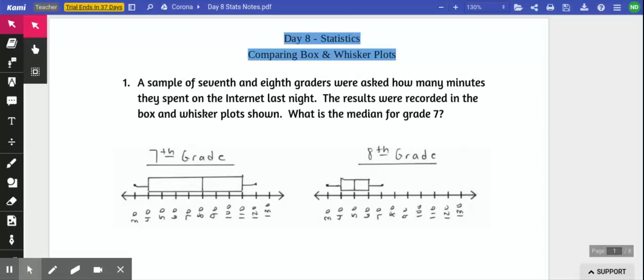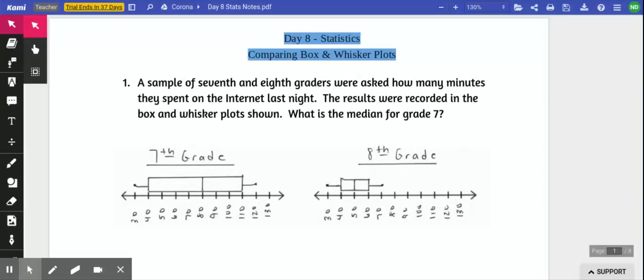Everyone, we are on day 8 of statistics, and today we're going to be comparing box and whisker plots. So we'll need to be able to identify the 5 main components that make up a box and whisker plot, and then use that information from 2 box and whiskers to compare the data.